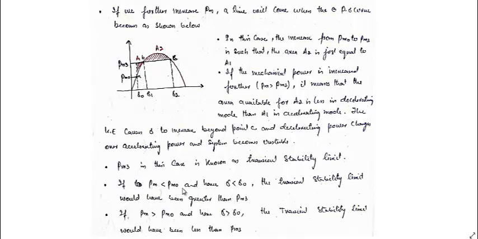So if Pm naught is less and hence delta naught is less, the transient stability limit would have been greater than Pm3 minus Pm naught. If Pm naught is greater and delta naught is greater, the transient stability limit would have been less. If Pm naught is over here, you can see the difference between Pm3 and Pm naught will be lesser. So in general, we can say that this transient stability limit depends upon this value also, that is the initial operating condition.